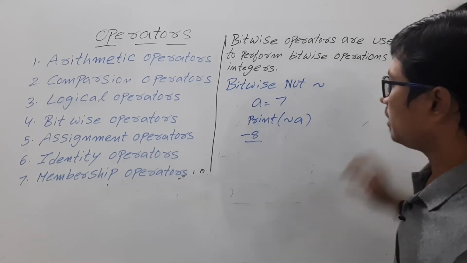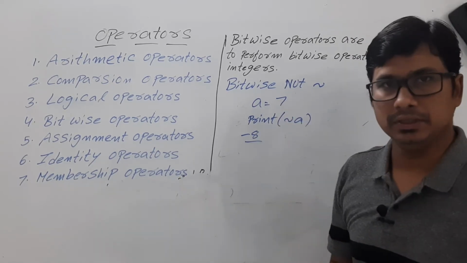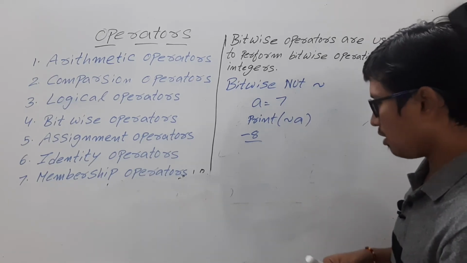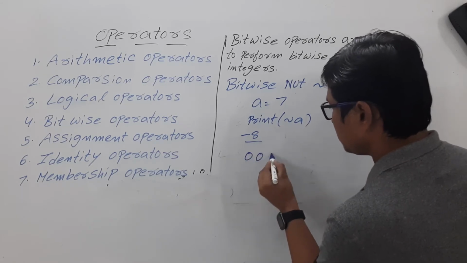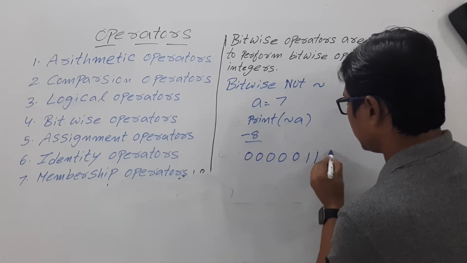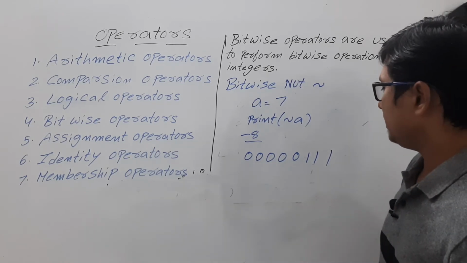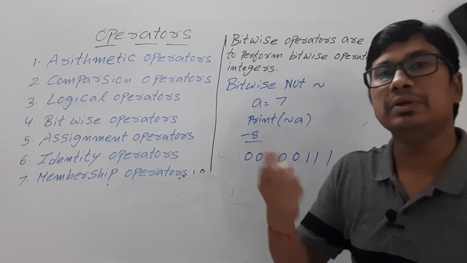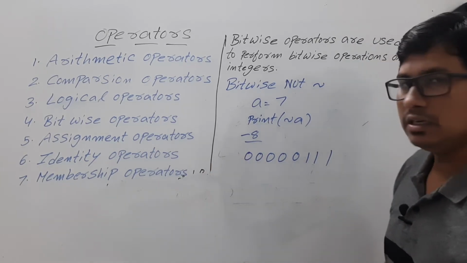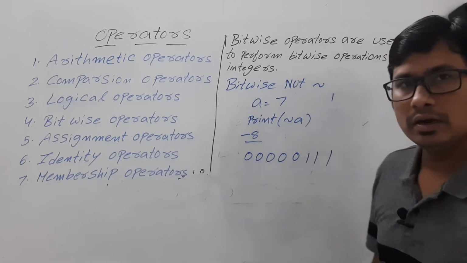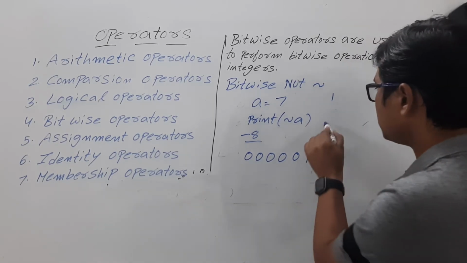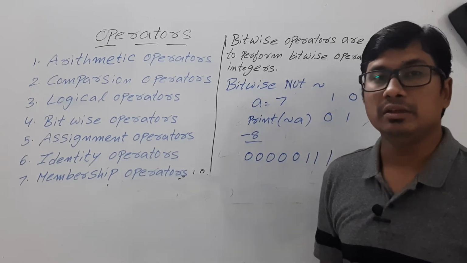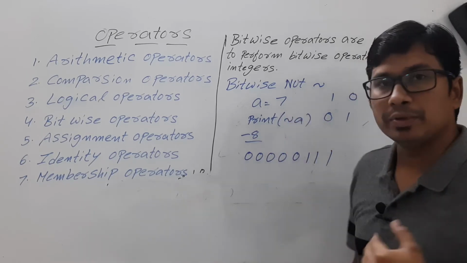Is it clear? As it is a positive number, if I want to represent it in 8 bits, how will I represent? 0, 0, 0, 0, 0, 1, 1, 1. This is the binary of the decimal number 7. Now, what is meant by bitwise not? If the input is 1, not of 1 will be 0. If the input is 0, the output will be 1. This is the way the bitwise not operation will work.